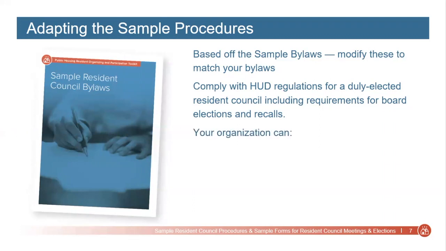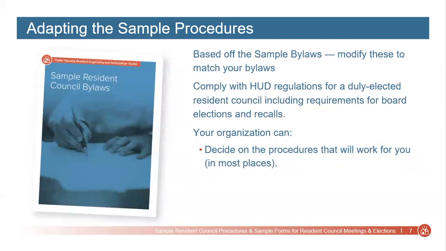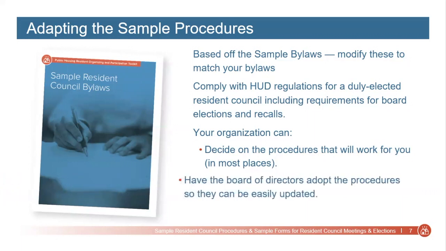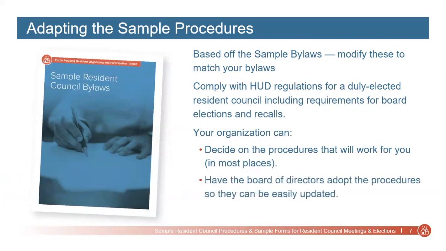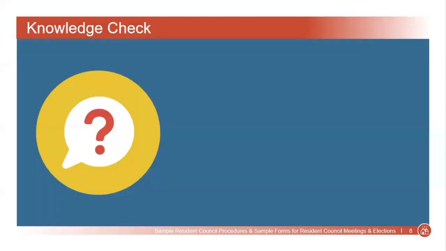Your resident council can decide on the procedures that will work for you. There are a few places, which are noted in the directions, where you will have to follow the procedures set out by HUD in order to remain in good standing as a duly elected resident council. Have the board adopt the procedures. It's suggested that the procedures be adopted by the board of directors, not the full resident council. This way, they can be easily updated as your needs, abilities, and resources change. Once you've decided on the procedures, you can save them, print, and share with your members.